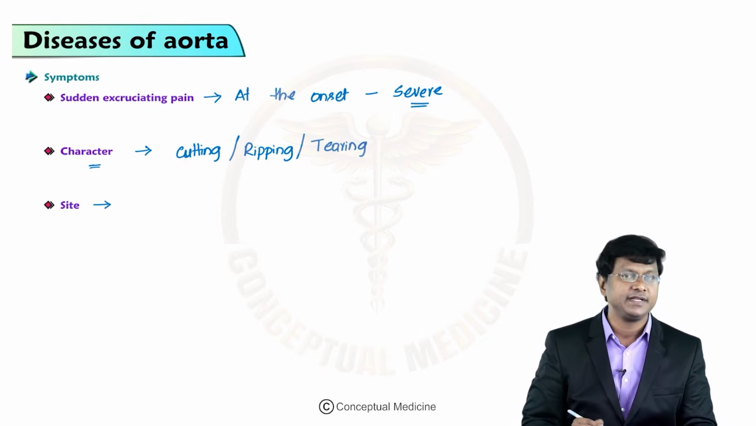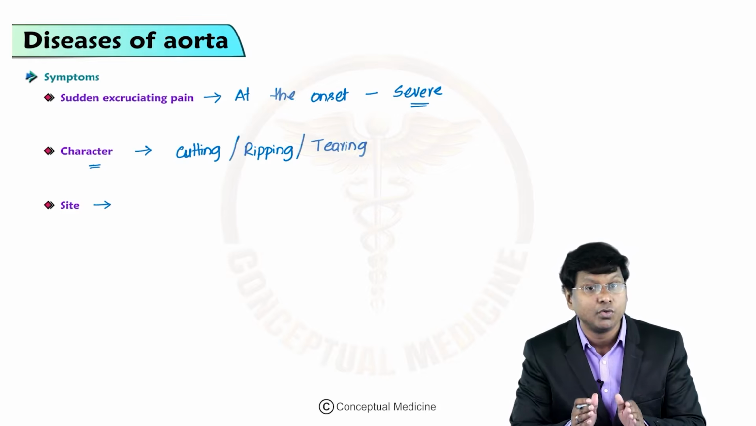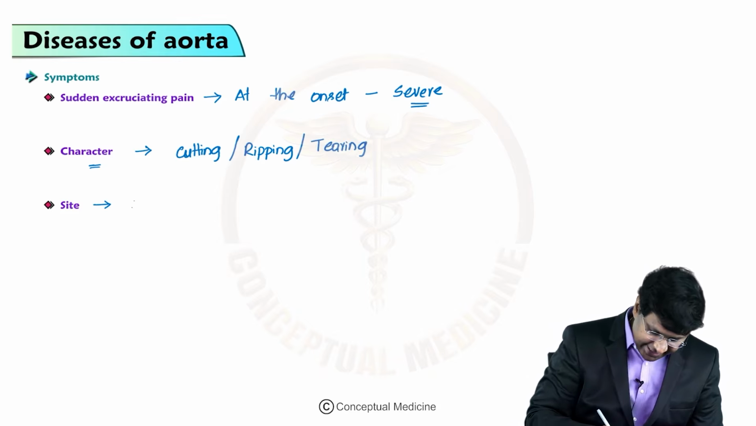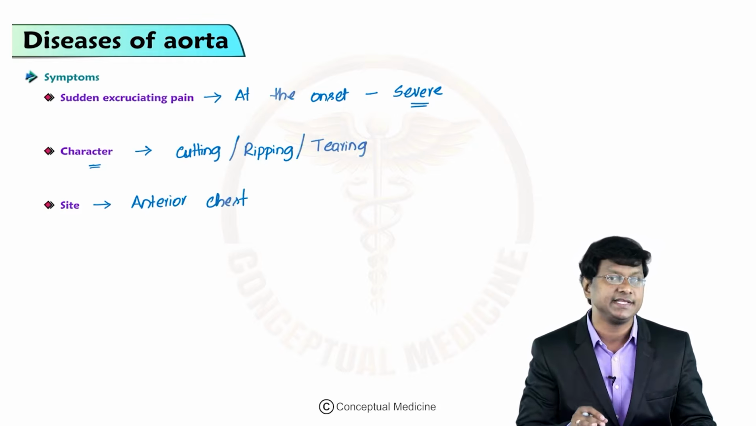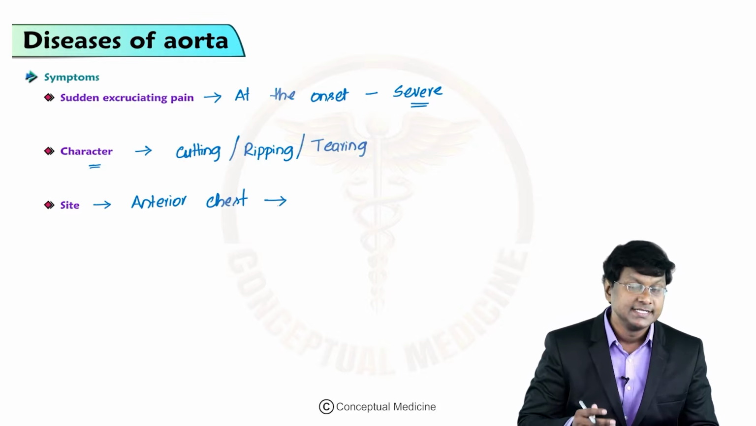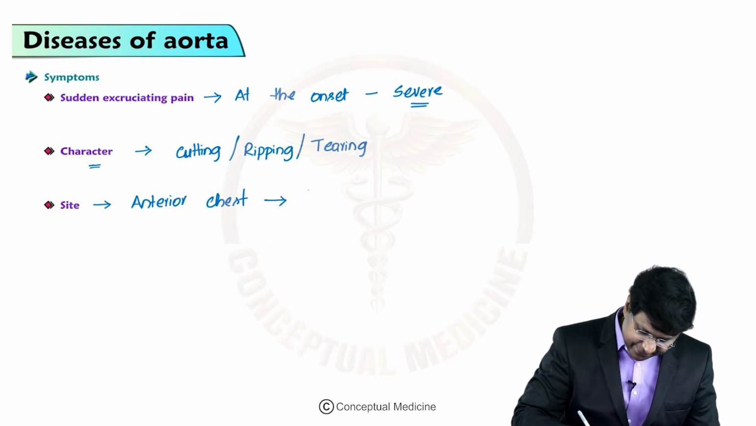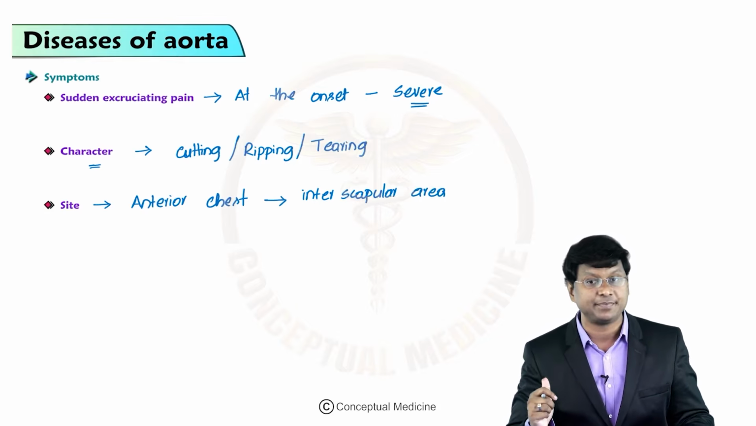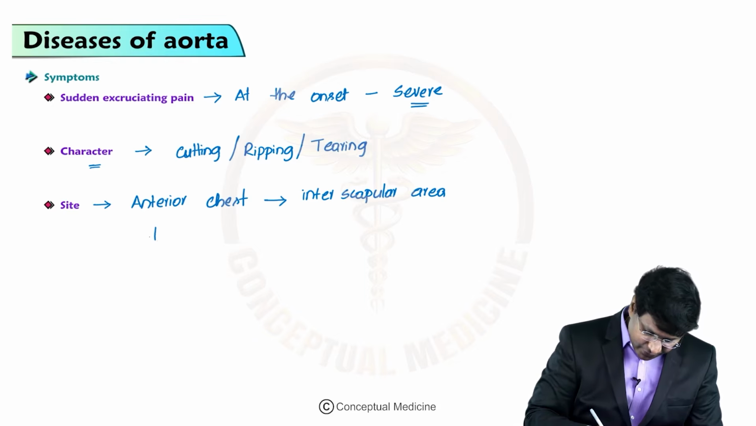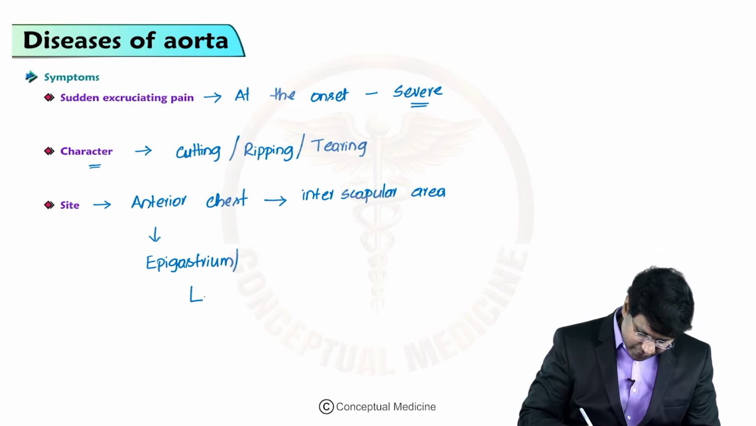And where exactly is the site of pain in aortic dissection? Patients will most commonly locate the pain or discomfort to the anterior chest. From the anterior chest, the pain will radiate to the interscapular area. And not only that, the pain will also progress to the epigastrium, or to the lumbar region.